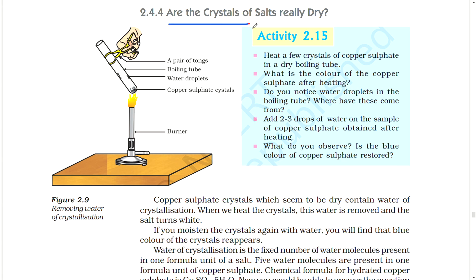Are the crystals of salts really dry? Activity. Heat a few crystals of copper sulfate in a dry boiling tube. What is the color of the copper sulfate after heating? Do you notice water droplets in the boiling tube? Where have these come from? Add 2 to 3 drops of water on the sample of copper sulfate obtained after heating. What do you observe? Is the blue color of copper sulfate restored? Comment on this.